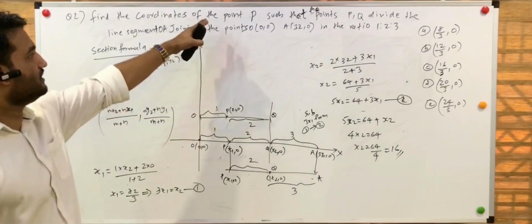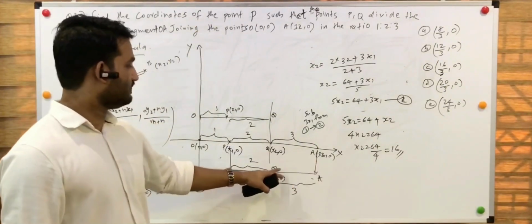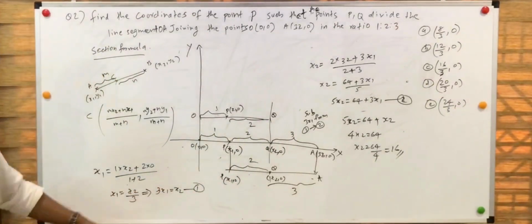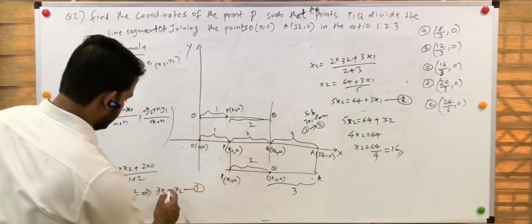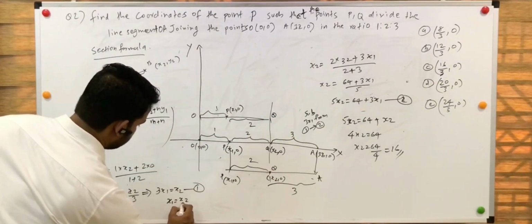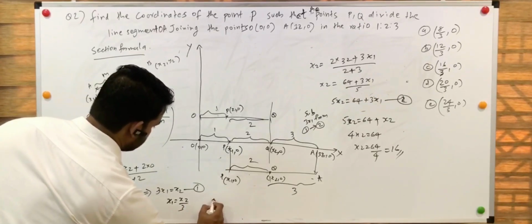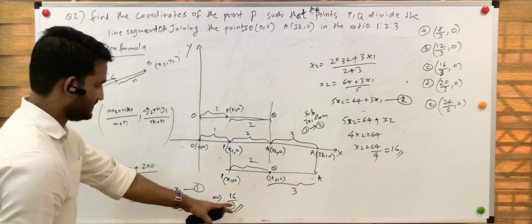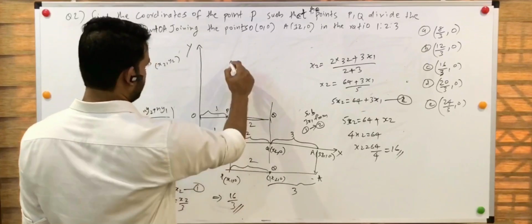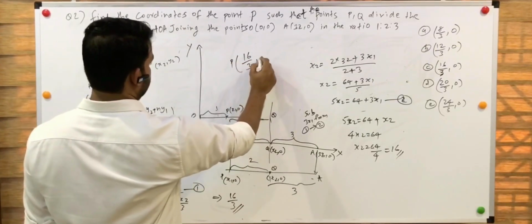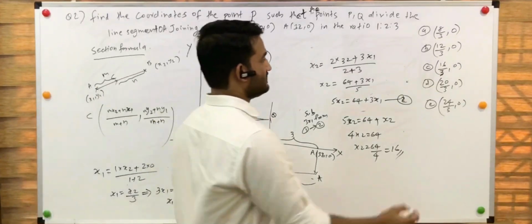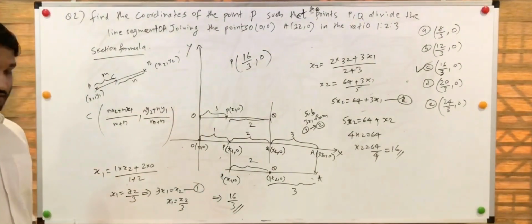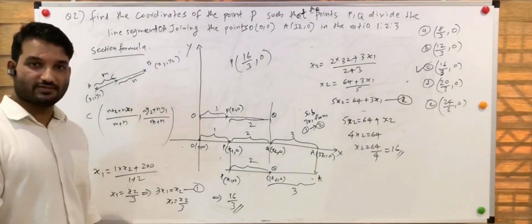Here x2 is the x coordinate of Q. We are asked to find the x coordinate of P, that is x1. Once we get x2, which is 16, we can find x1. x1 is x2 by 3, which is equal to 16 by 3. This is x1. Now we have the coordinates of P as (16/3, 0). So the answer is option C. Okay. Let us move on to the next question.